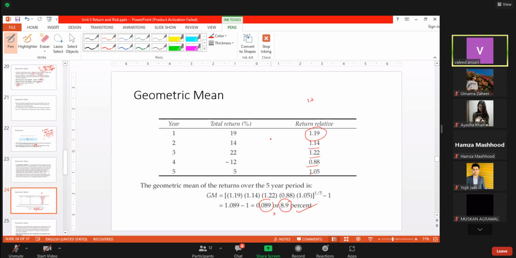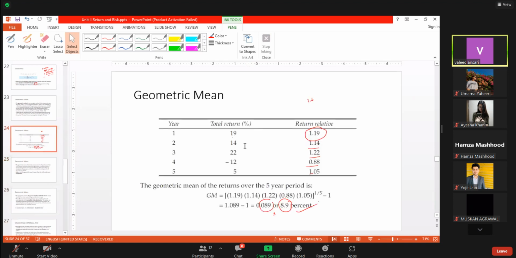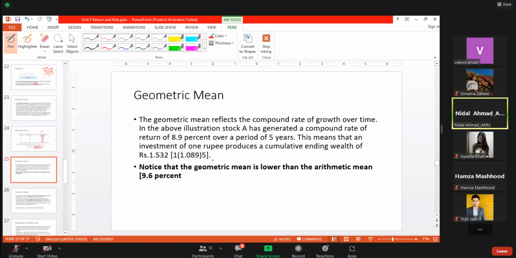In Excel, there is a function GM, which we'll see, which can help us. So now you see that the geometric return is, if you calculate the arithmetic return of this, you're simply adding the returns, 9.6. So it is like this. So the geometric return is lower than the arithmetic return.